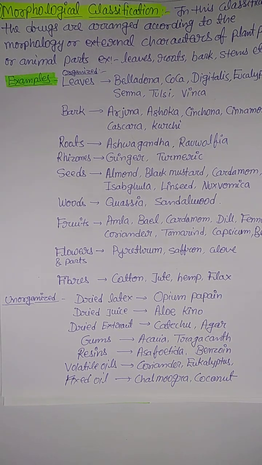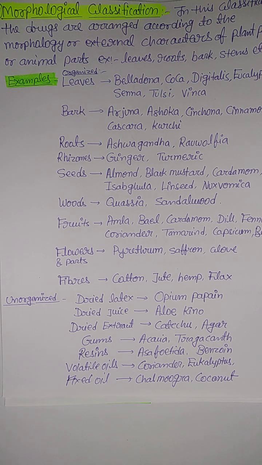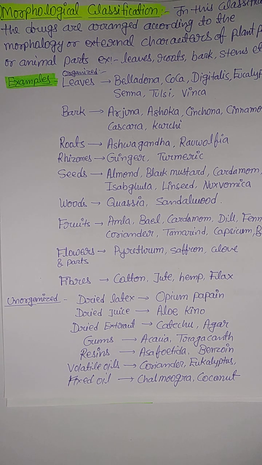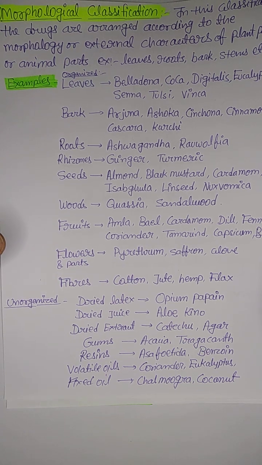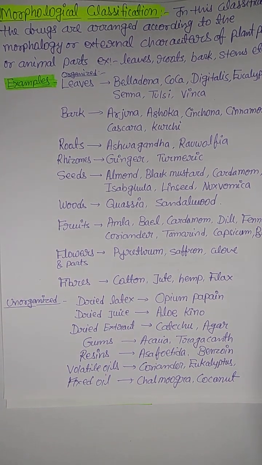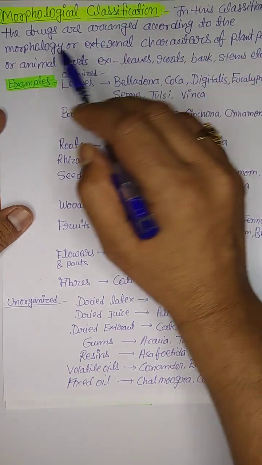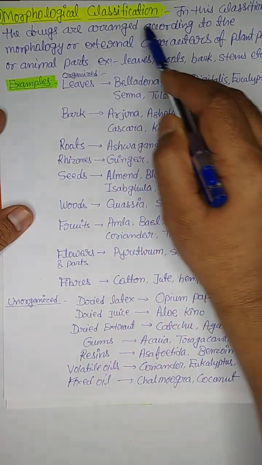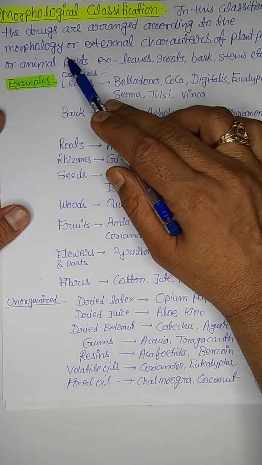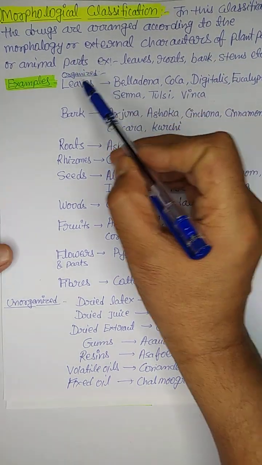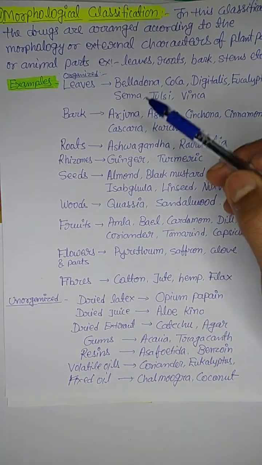Hello students, now we are going to discuss another mode of classification, that is called morphological classification, right? As the name indicates, it is based on the morphology. In this classification, the drugs are arranged according to the morphology. What is the morphology of that particular drug?